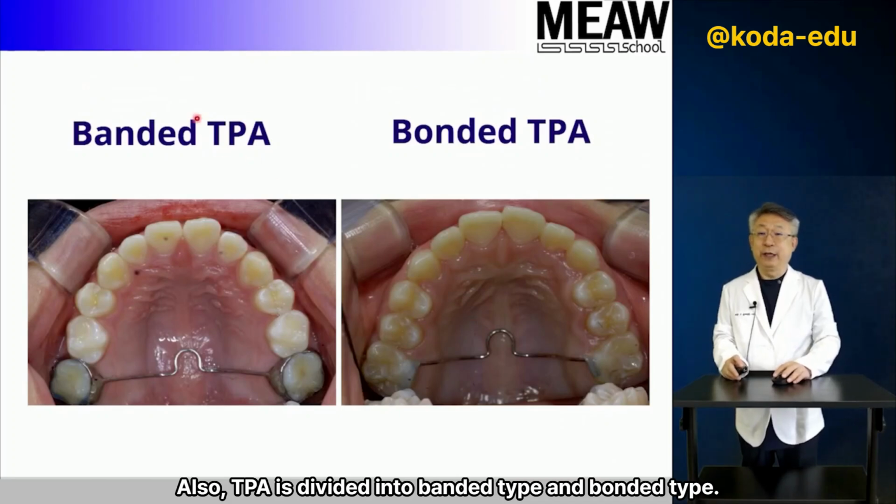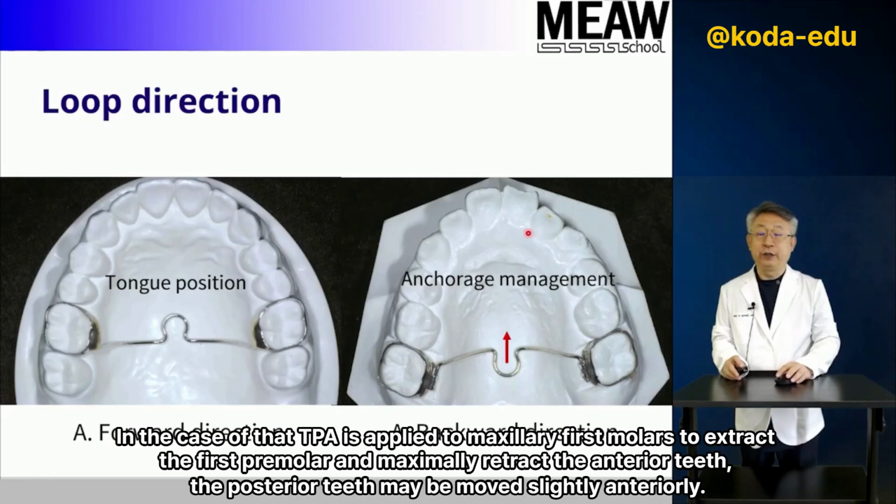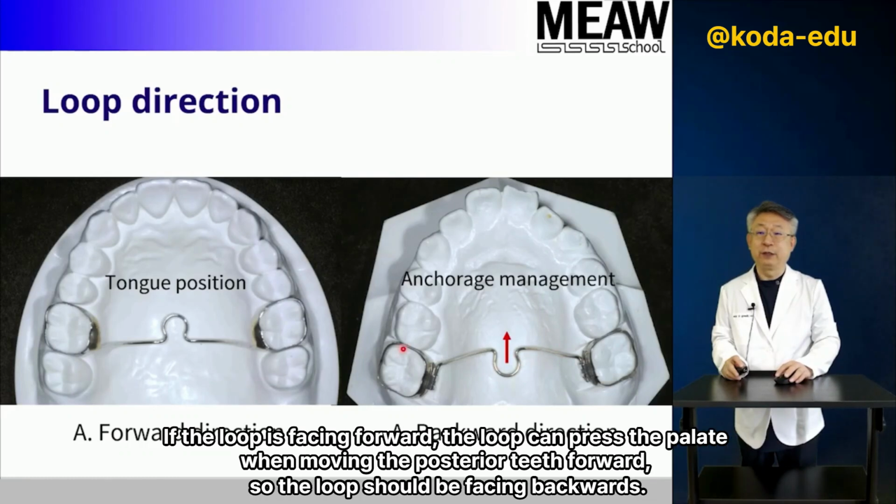Also, TPA is divided into banded type and bonded type. The loop direction of the TPA can face either forward or backward. In the case where TPA is applied to the maxillary first molars, to extract the first premolar and maximally retract the anterior teeth, the posterior teeth may be moved slightly anteriorly. If the loop is facing forward, the loop can press the palate when moving the posterior teeth forward. So the loop should be facing backwards.